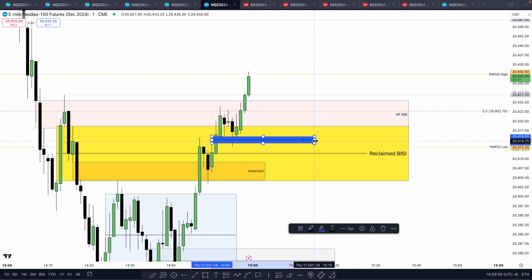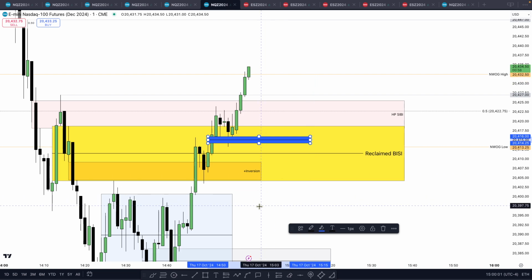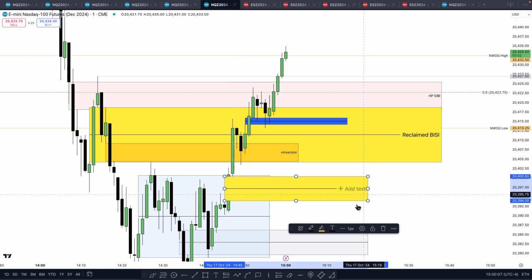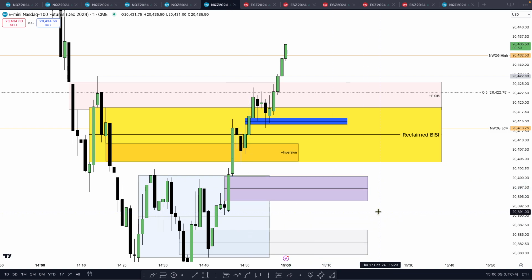A high probability BISI. Right. We had this inversion. What did we want to see this classified as? Someone tell me. What did we want to see that purple box classified as? A breakaway gap. So you can start to see how these fair value gaps can function.